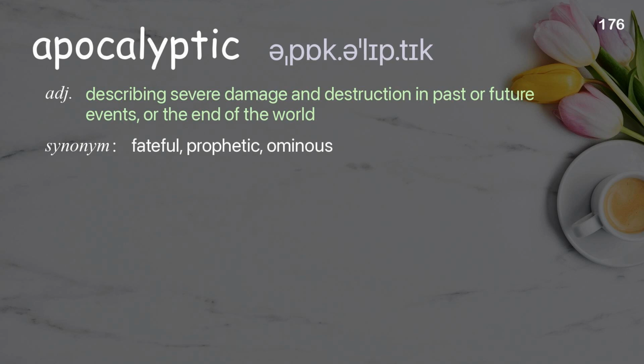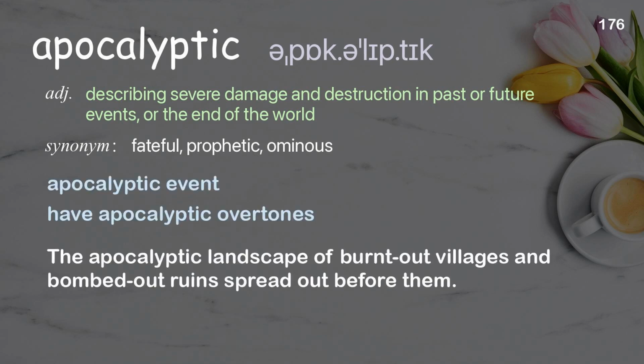Apocalyptic. Describing severe damage and destruction in past or future events, or the end of the world. Examples: Apocalyptic event. Have apocalyptic overtones. The apocalyptic landscape of burnt-out villages and bombed-out ruins spread out before them.